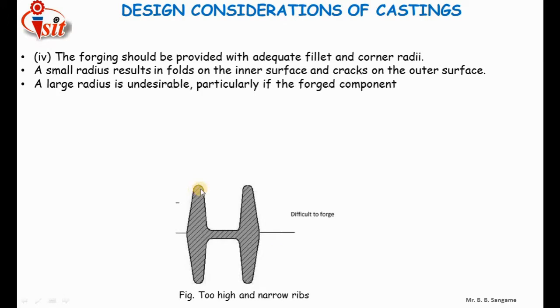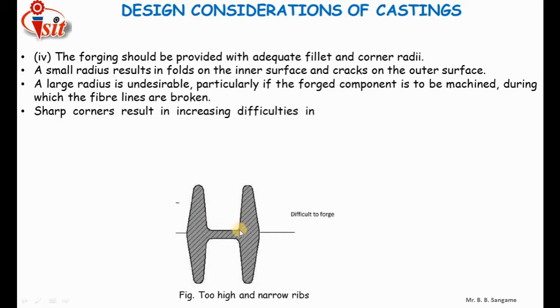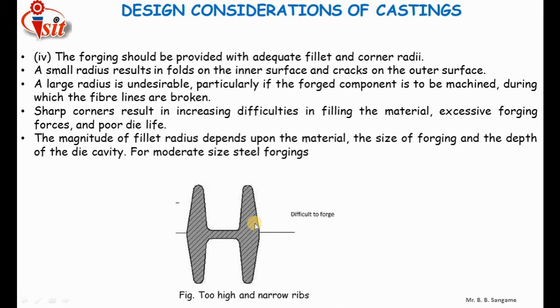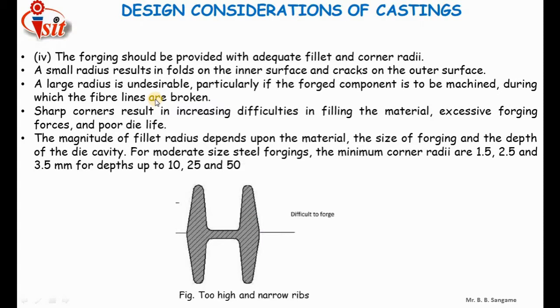A small radius will result in folds on the inner surfaces and cracks on the outer surfaces. A large radius is undesirable, particularly if the forged component is to be machined, during which the fiber lines will be broken. So a large radius is not preferable.